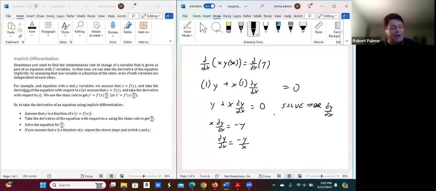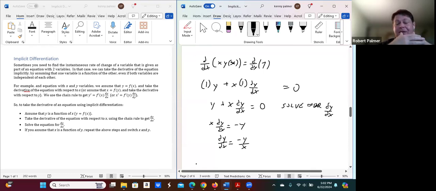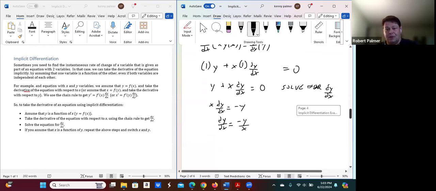Now, basically at this point, you can do exactly the same thing you've done before. If you have a specific point on that function, you can then find the slope of the tangent line by plugging it in, and also as we did before, then find the equation of the tangent line.